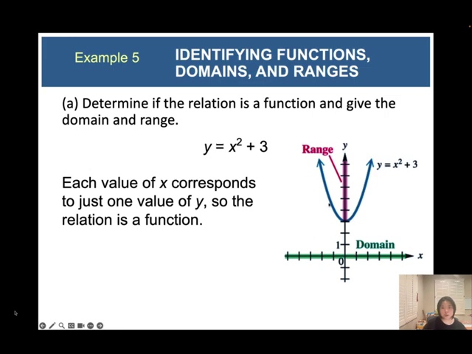And then what is the domain? The domain can be all real values from negative infinity to positive infinity. And then the range, the minimum point will be here, 1, 2, 3, starting from 3 until positive infinity.